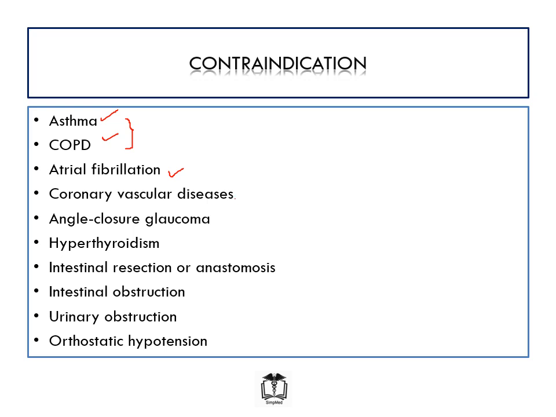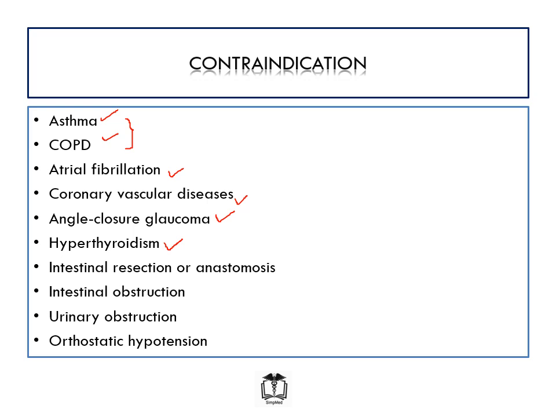Coronary vascular disease is also a contraindication. Same thing with angle closure glaucoma or closed angle glaucoma. We treat glaucoma, particularly open angle glaucoma, with cholinergic agonists. But for closed angle glaucoma, we prefer to do surgeries because in closed angle glaucoma, the problem is a structural issue, not necessarily a physiological issue. So we tend to use surgery to treat closed angle glaucoma, not drugs. Hyperthyroidism, we avoid giving cholinergic agonists to people that have hyperthyroidism.